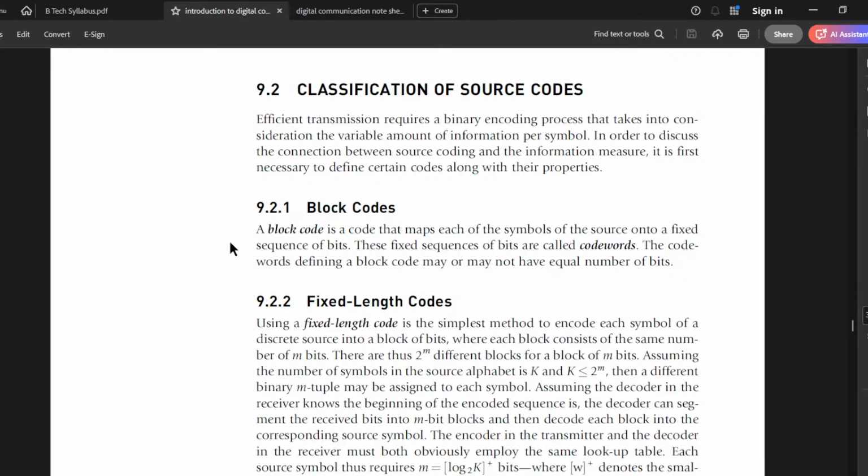So as the name suggests, block codes are codes for mapping symbols of the source onto a fixed sequence of bits, called code words.